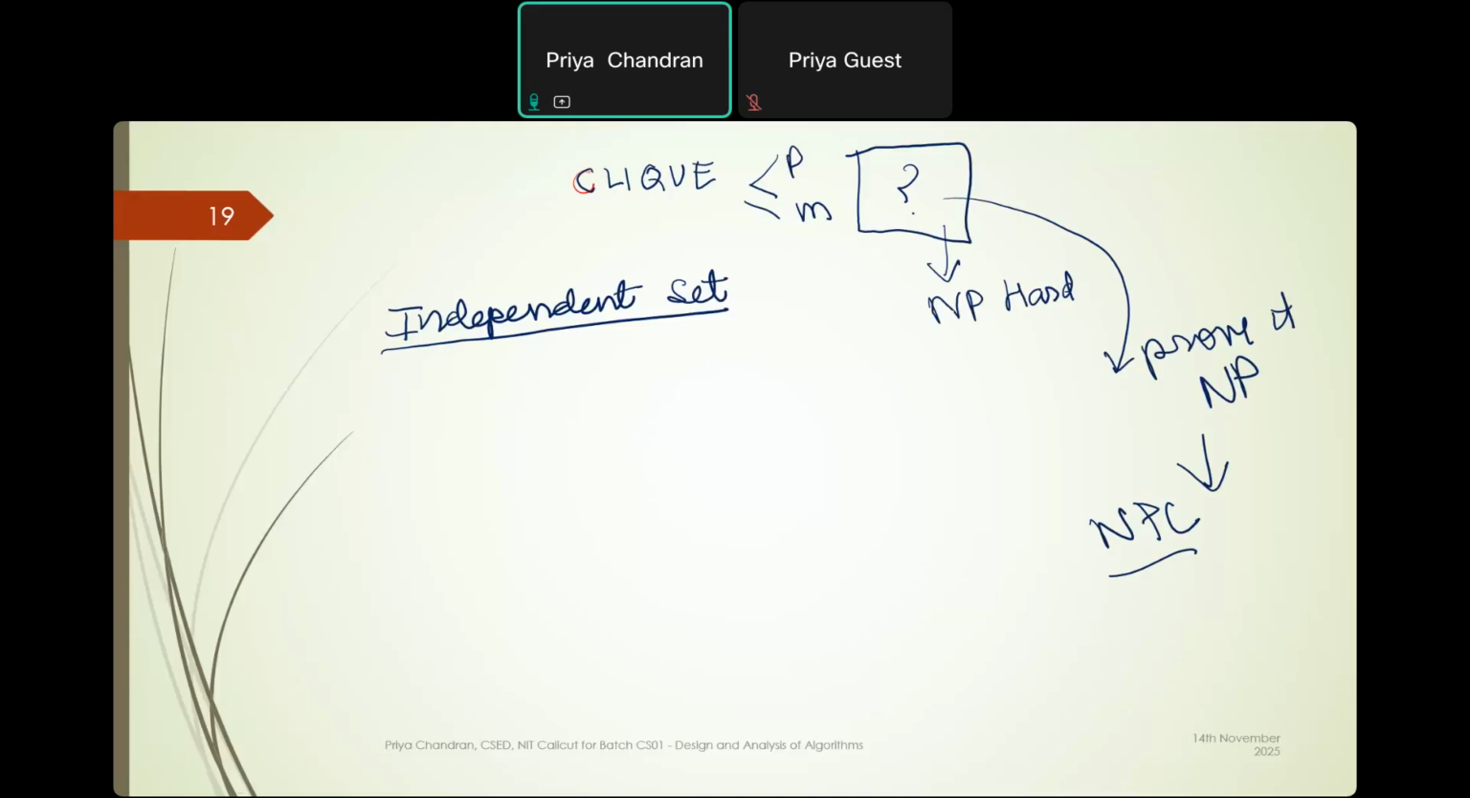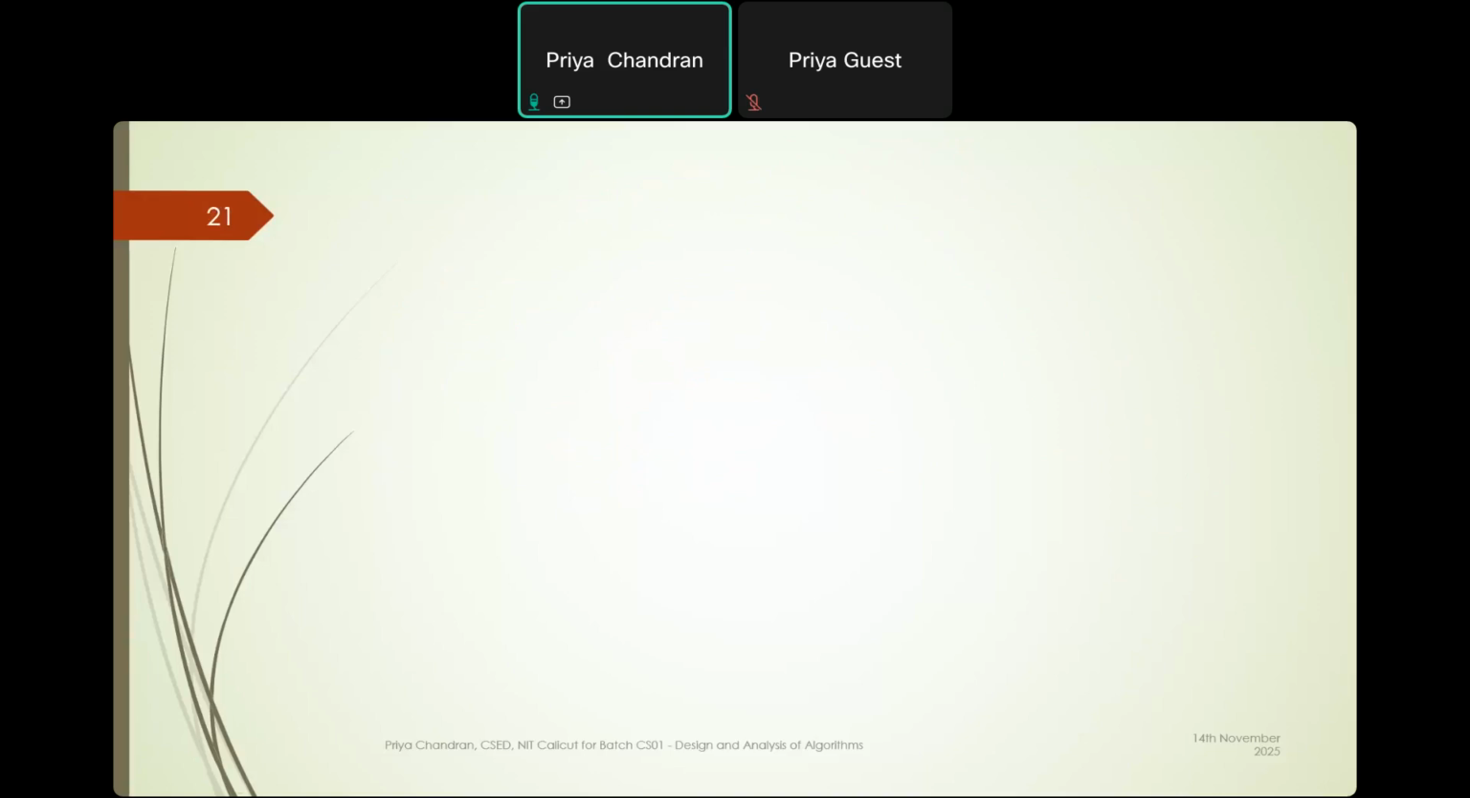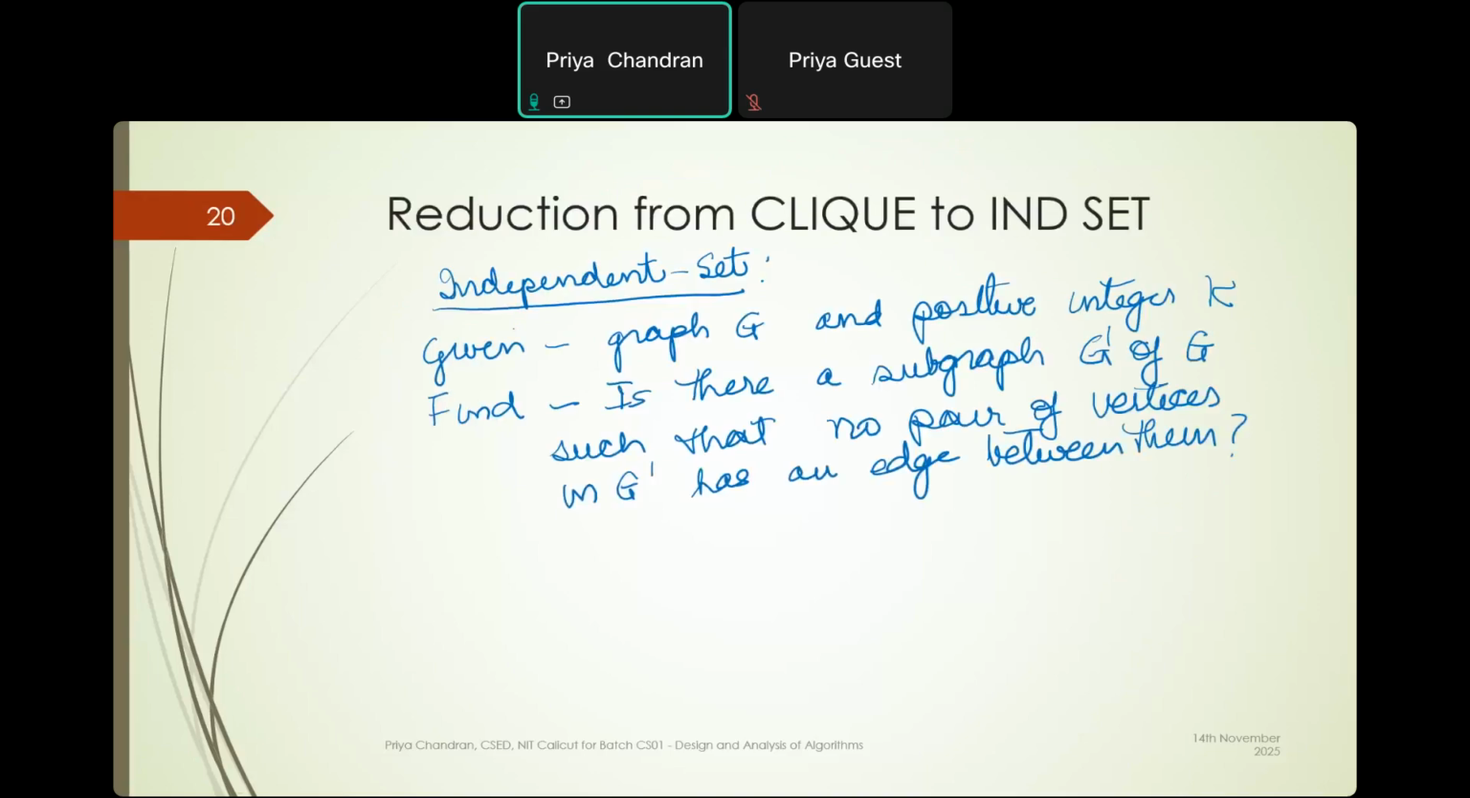So how do we go about it? Let us quickly review the problem and go ahead. Clique we have already seen. Independent set is as follows. We are given a graph G and a positive integer K. And what we have to look for is: is there a subgraph G dash of G such that no pair of vertices in G dash has an edge between them? A set of vertices with no edges pairwise between them is called an independent set, as we know. And the optimization problem was maximal independent set.